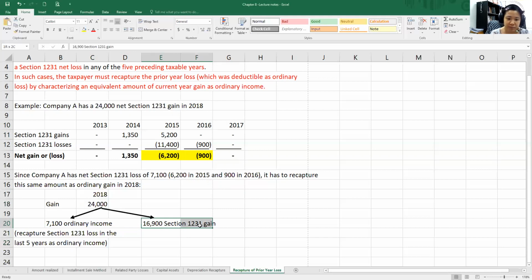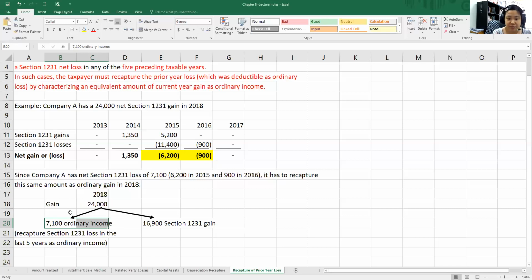Now, why does the government want us to do it like this? Because when you have a Section 1231 loss in the past, you can deduct it as ordinary loss. So it's very good for you because you already deducted it as ordinary loss. Now, if in 2018, when you sell the assets and you have a Section 1231 gain of 24,000, and you recognize all of this gain as capital gain, it would be too good for you because in the past you already could deduct some of the Section 1231 loss. So the government says no, if you already deducted some of the Section 1231 loss, now that same amount, you have to recognize as ordinary income in the current year.